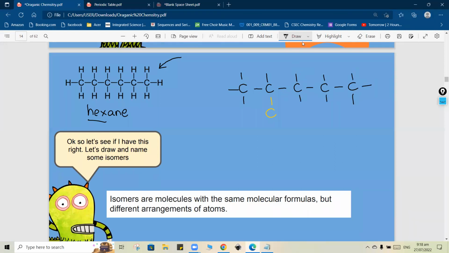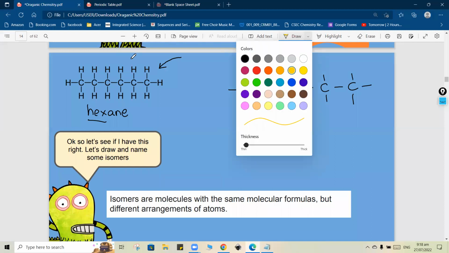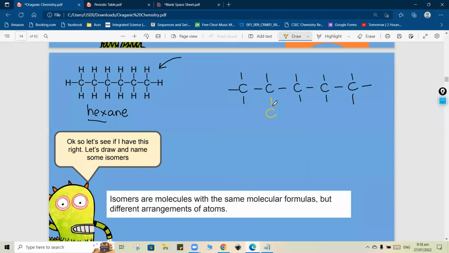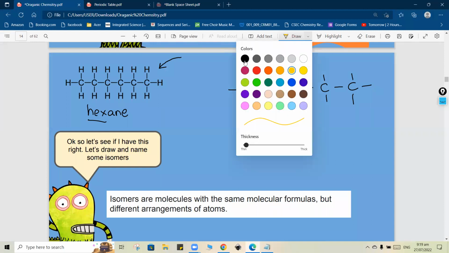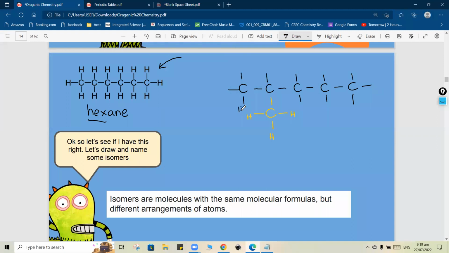The yellow carbon also needs to have 4. 1, 2, 3, and 4. And as you all know, at the end of each bridge, it's supposed to have a hydrogen. It takes a little while to draw these diagrams. I guess it could be a little annoying to watch me do it.